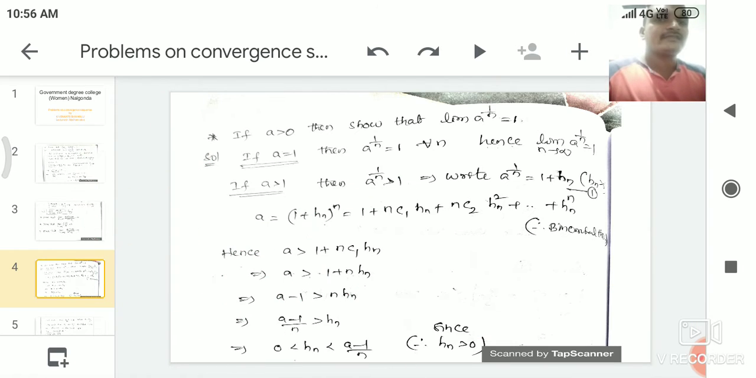Now we check if a greater than 1, what happened? If a greater than 1, then a power 1 by n is also greater than 1. For example, if we take a is equal to 2, then 2 power 1 by n is always greater than 1. Why? Because if you substitute n is equal to 1, 2 power 1 by 1 is 2. That 2 must be greater than 1.